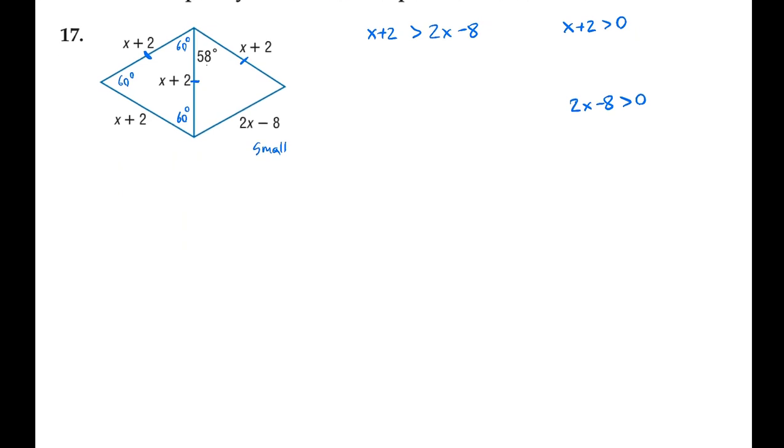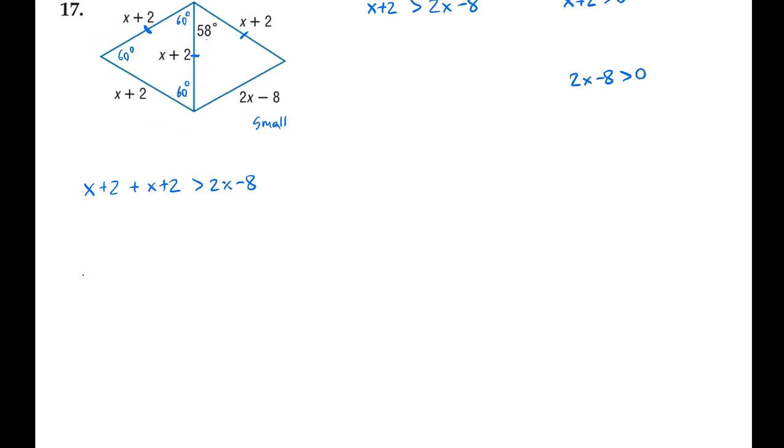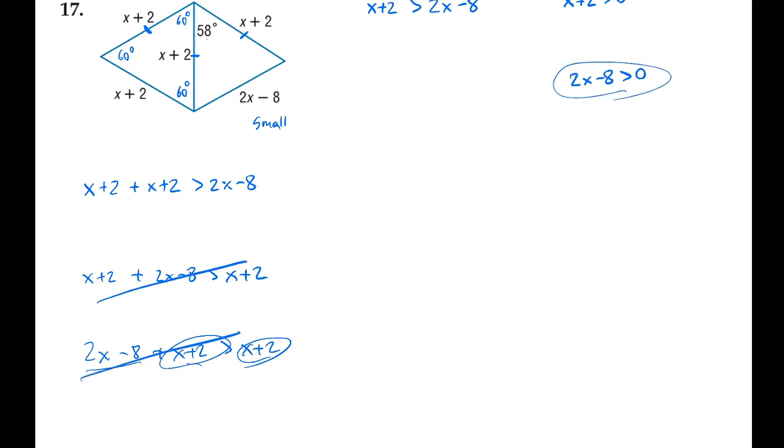I mean, just to double check, we could go x plus 2 plus x plus 2 has to be bigger than 2x minus 8. It's just a triangle inequality. Triangle inequality here is redundant because you know it's an equilateral triangle. And then over here, we'd also say x plus 2 plus 2x minus 8 is greater than x plus 2. And then the only other one is the same thing: 2x minus 8 plus x plus 2 is greater than x plus 2. And you see that once we subtract the x plus 2 from both sides, we just end up getting 2x minus 8 is greater than 0, which we already have on the right. So both of these end up being redundant.